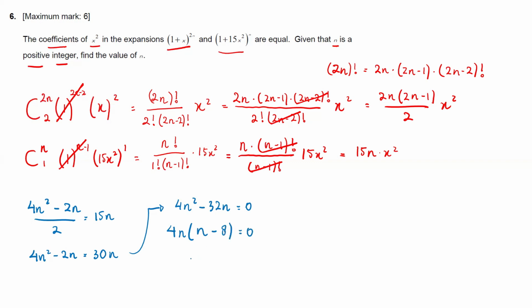We can have 4n equals to 0, meaning that n equals to 0. Or we can have n minus 8 equals to 0, meaning that n equals to 8. Which one makes more sense? Of course, not n equals to 0. So our answer is going to be n equals to 8. That's question 6. Let's move on to the next question.